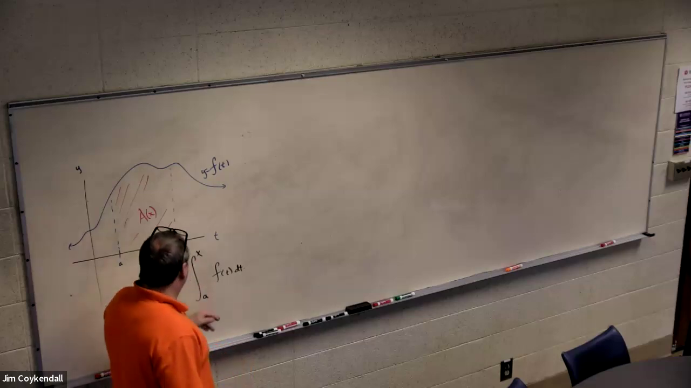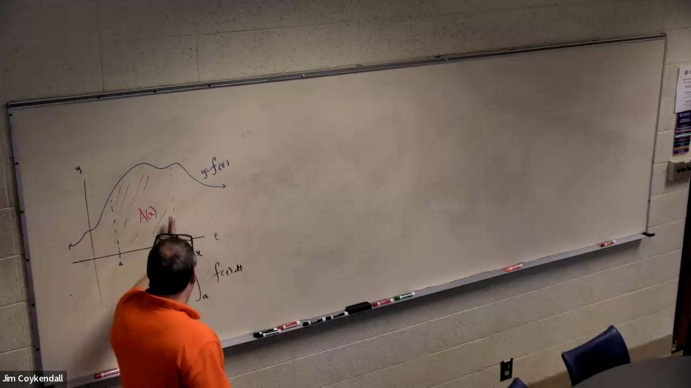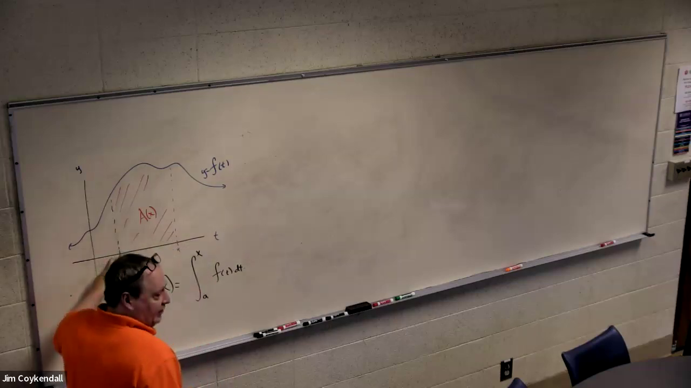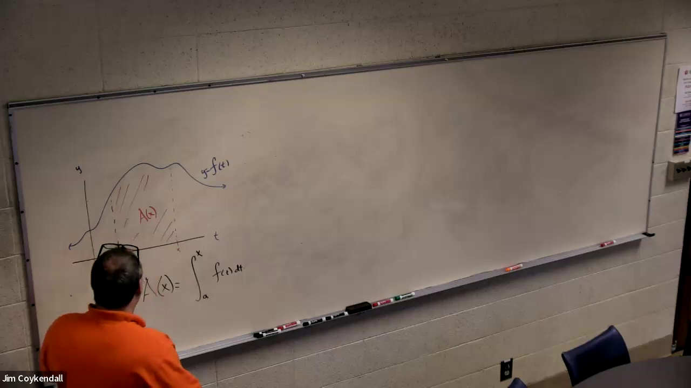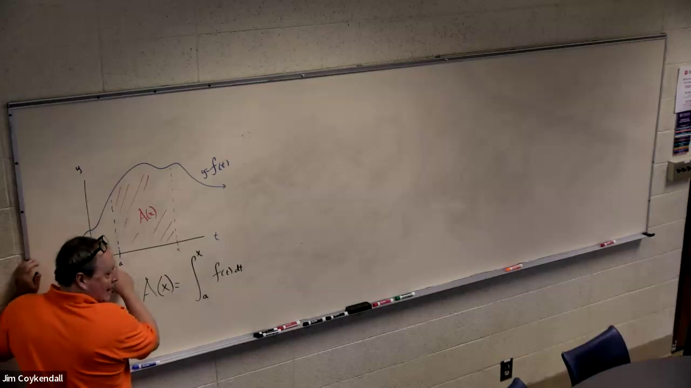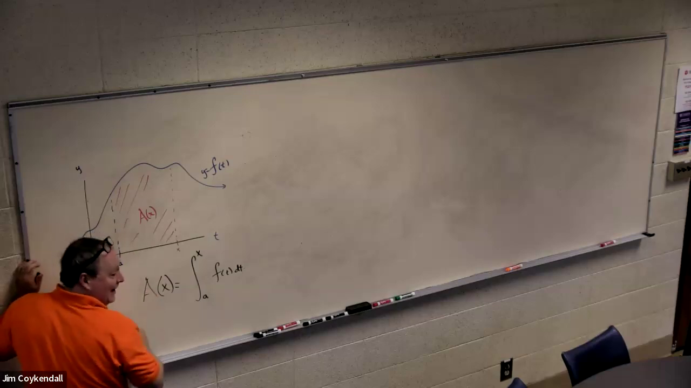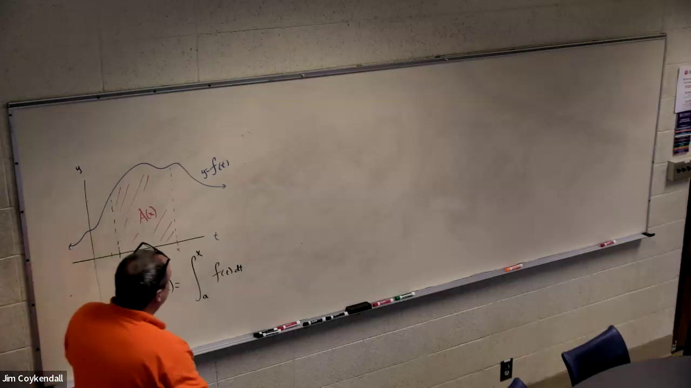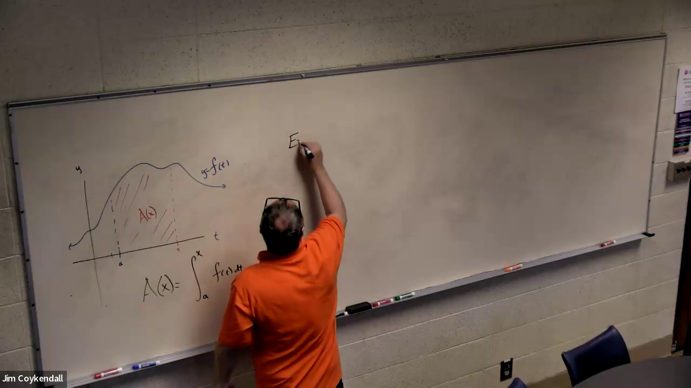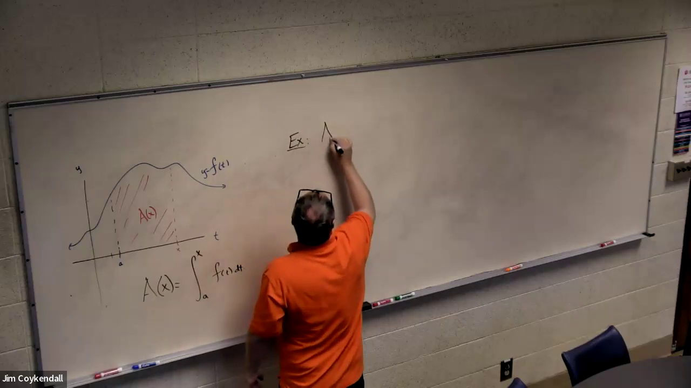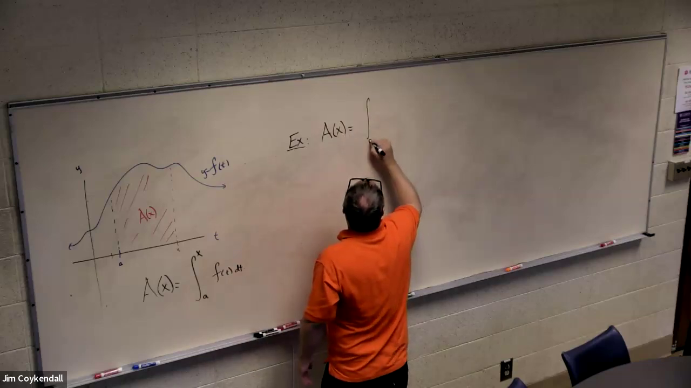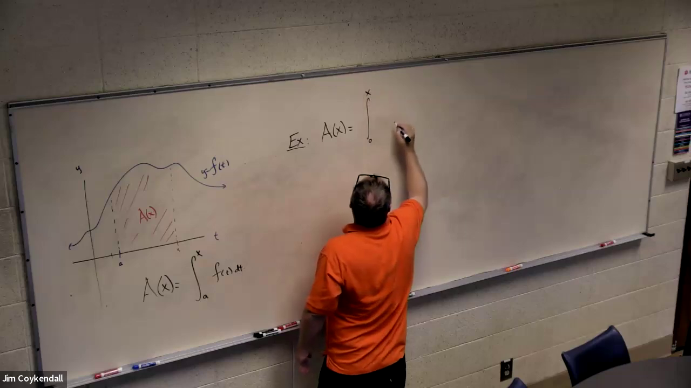Notice the way I've drawn this, if X is bigger than A, well, at least over short range, this should be positive. Right? What if X is on this side? What if X is over here? Integrate from A to X, you're going backwards, and you've got a positive area, it should be negative. So, let's see.